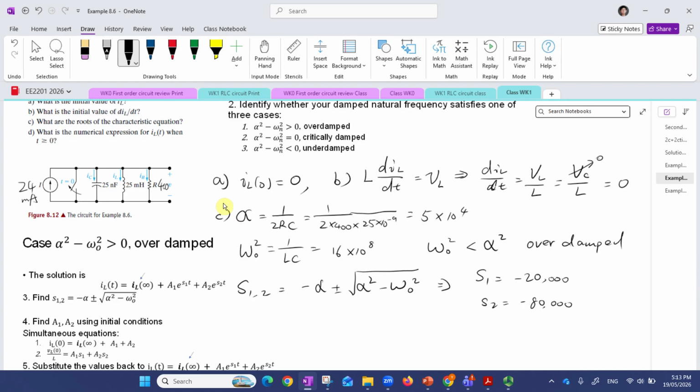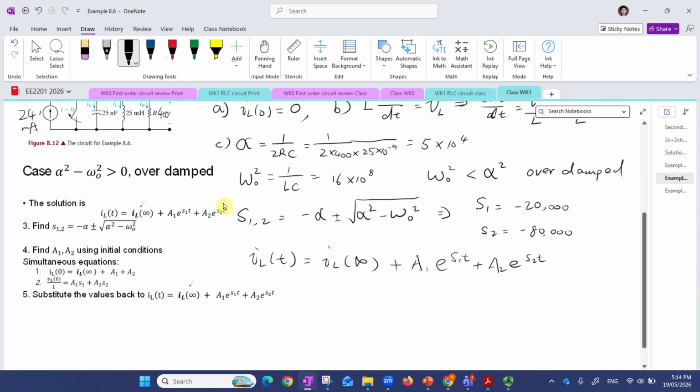And part D, what is the expression for iL? The expression for iL(t) is this one: iL infinity, the steady state value, plus, because this is a forced response, A1 e to the order of S1 t, we know S1 already, plus A2 e to the S2 t.